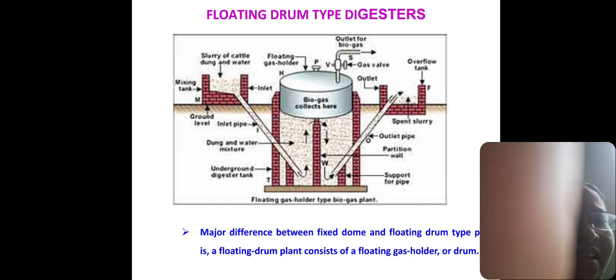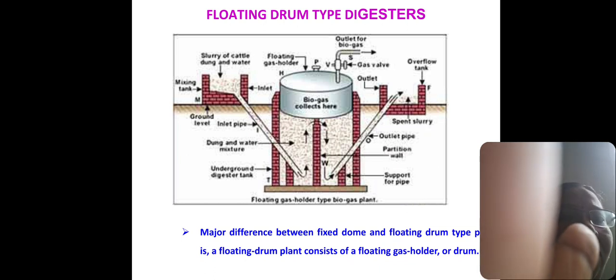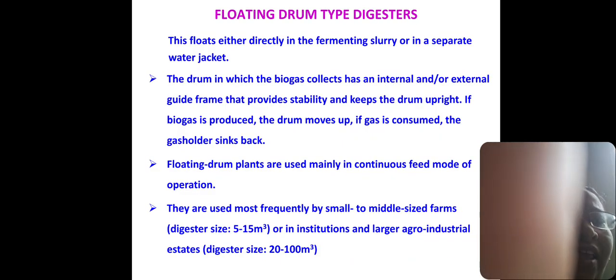Floating drum type of digester. The major difference between fixed and floating drum type is that the gas holder is buried inside the ground in a fixed type of biogas plant. In floating drum, after the gas production, the drum will be raised up. In both types, we have the inlet tank and the outlet tank, or inlet to the digester, and there will be a partition wall. This floats either directly in the fermenting slurry or in a separate water jacket.